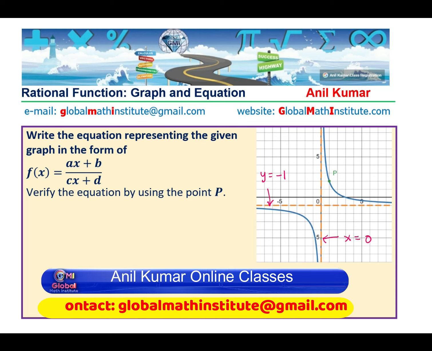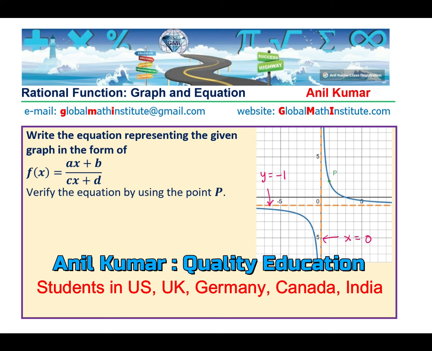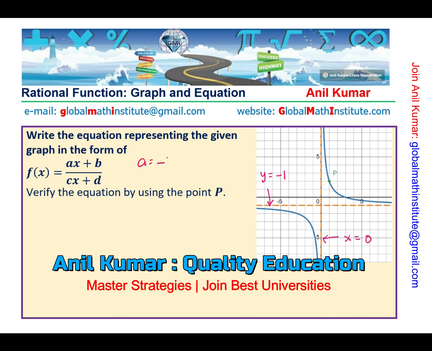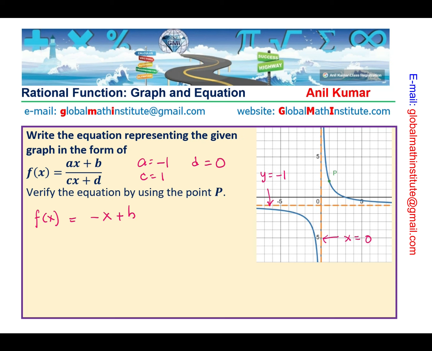And that clearly indicates that in this particular case, only x is there in the denominator, right? Correct? Because the value of d is 0, right? And y is minus 1, which means I can take a as minus 1, right? So a equals minus 1, correct? We can write c as 1, and we know d is equal to 0 since the vertical asymptote is x equals 0. So we get all this. We can write f of x as equal to minus x plus b over x. Is that clear to you?